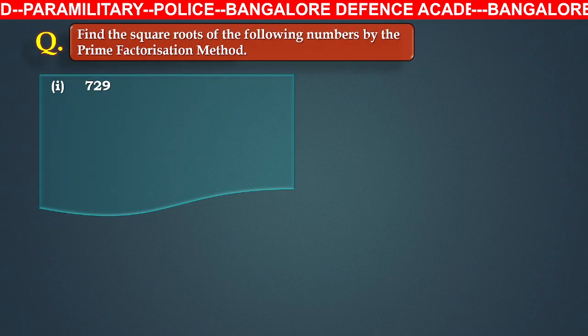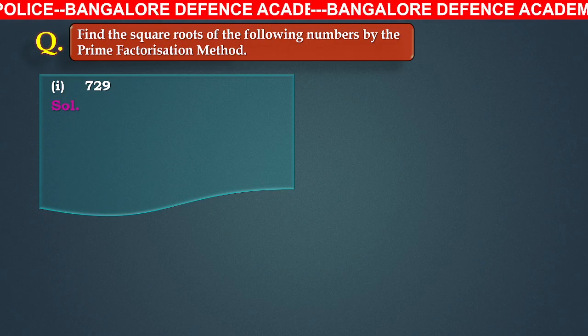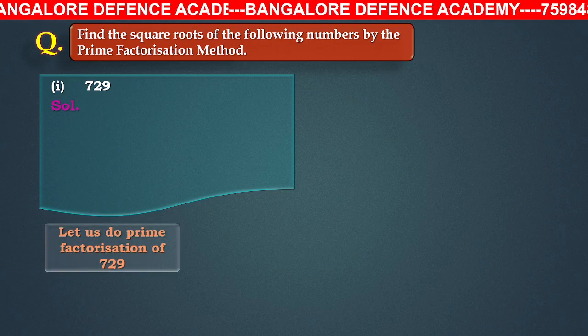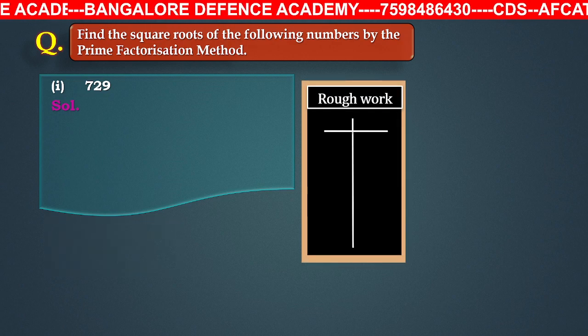In the last class, we have seen finding the square root with the help of the subtraction method. Now here, we'll try to use the factorization method. For example, you have a number 729 and we have to find the square root of this number. First, I'll do a small rough work.